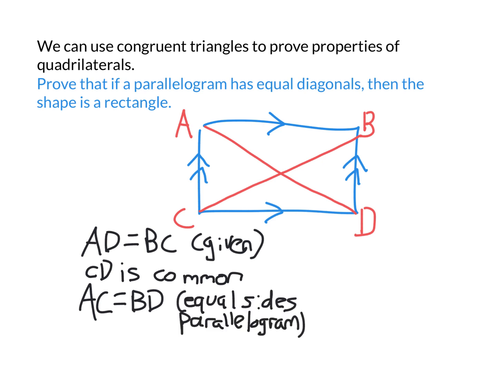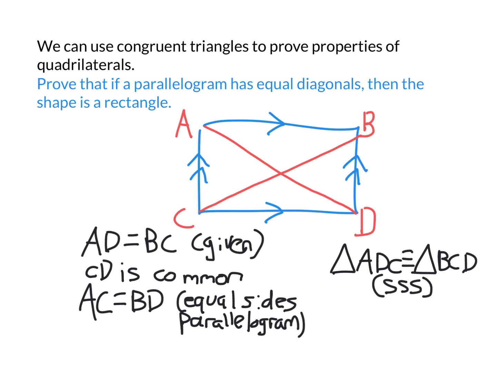So we now know that this triangle and this triangle have 3 pairs of equal and corresponding sides. So we can write ourselves a congruent statement. The first triangle is triangle ADC, which is this one here. I want to say that it's congruent to this one here. And the test I use is SSS. So these two triangles are congruent.